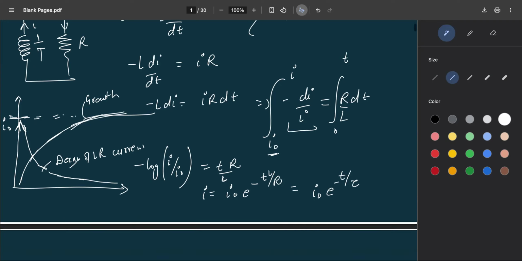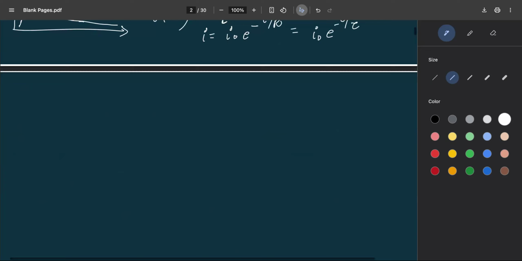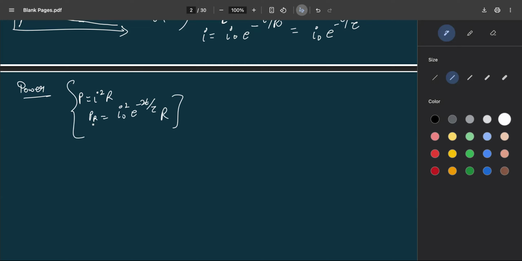Yeah, so Kirtana, this is one thing we have discussed. Now, what if I ask you to calculate power? You know that power is nothing but I square R, right? Very simple idea. Power across R is nothing but I naught square e to the power minus 2t by tau. You can see the power consumption is also decreasing with time.